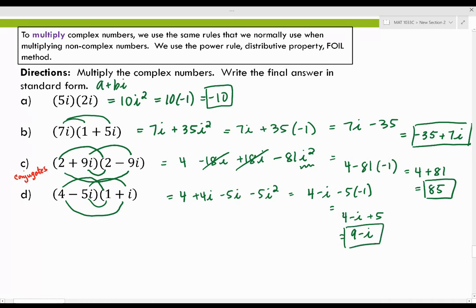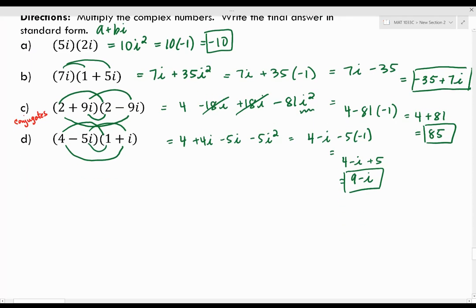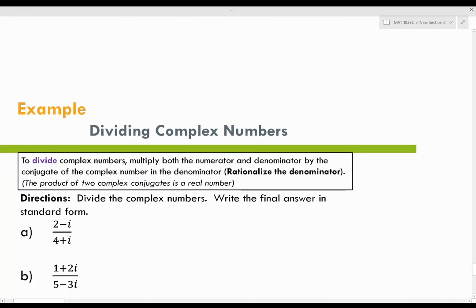Okay? So be careful when you're doing these, that you're distributing the things that need to be distributed. Remember, anytime you have i squared, that becomes negative 1. So be careful with your order of operations and how you simplify. Okay? All right, let's look at our last operation. So we've added and subtracted and we've multiplied complex numbers. So now we're going to divide.